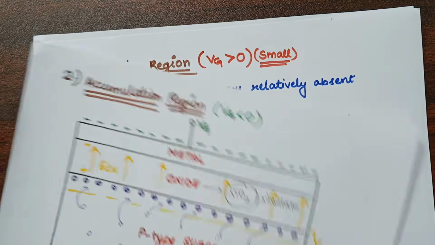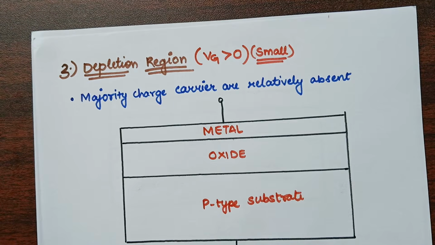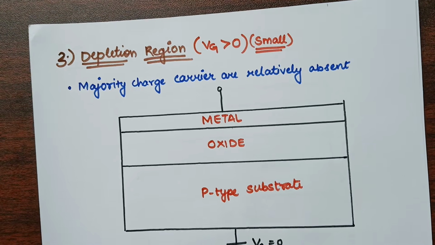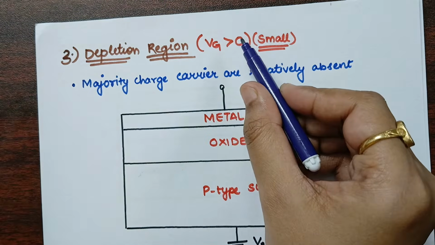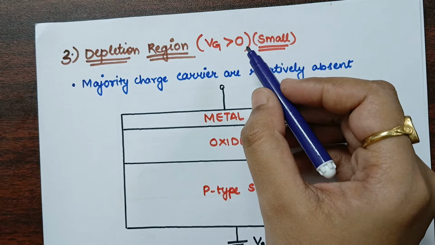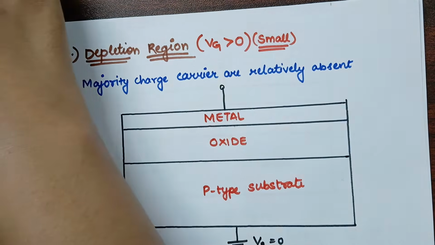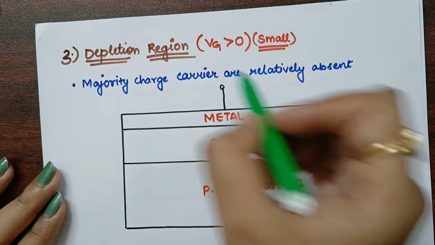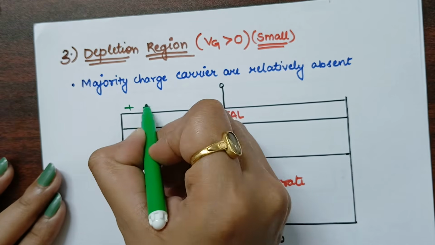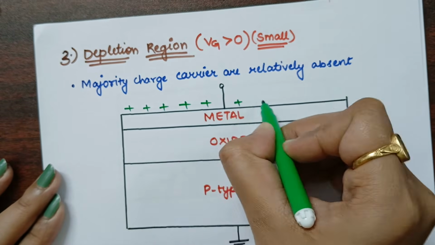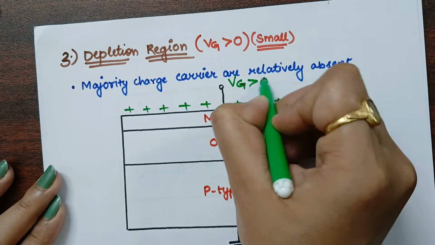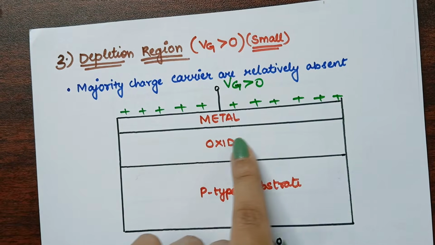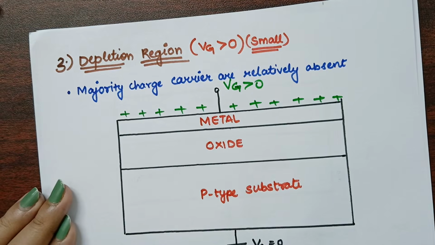Then the next region is the depletion region. In the depletion region, we apply VG, that is, at the gate terminal we apply a small positive voltage. VG is a small positive voltage, so all the positive charge will accumulate over here. So now what will happen?